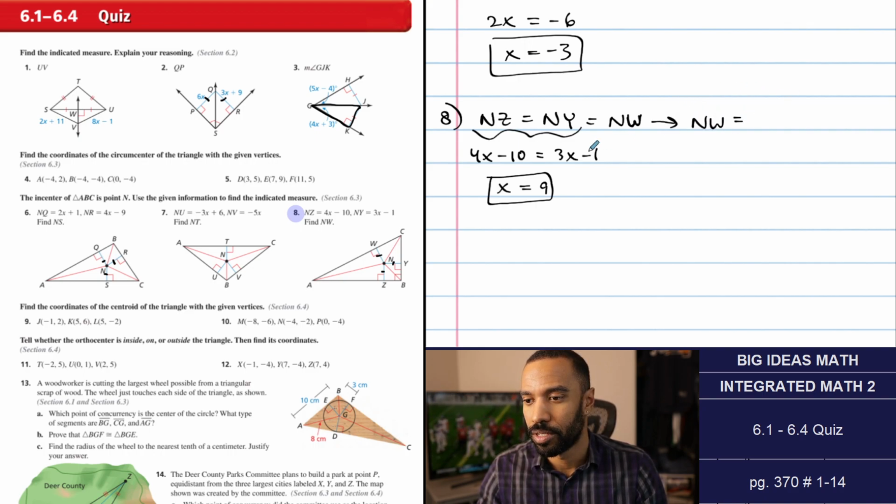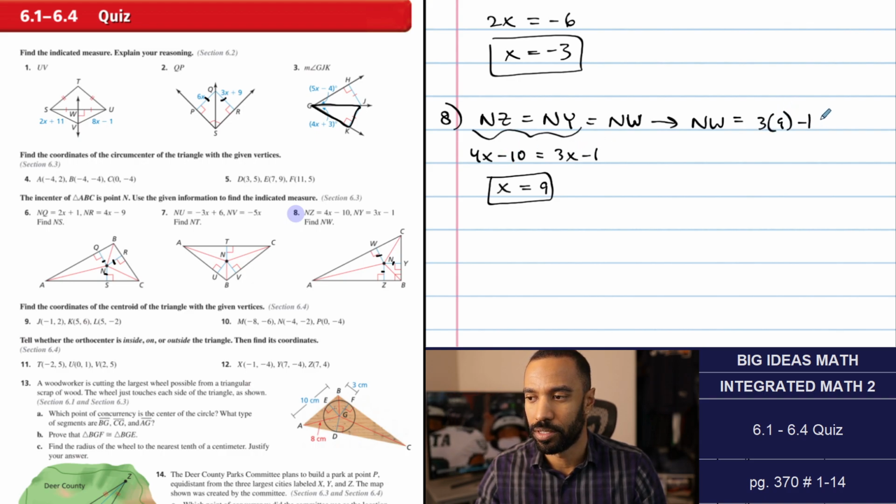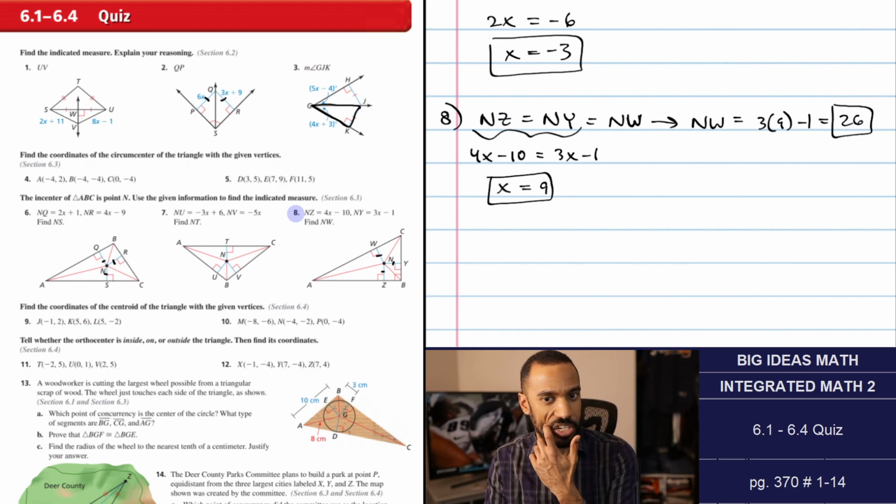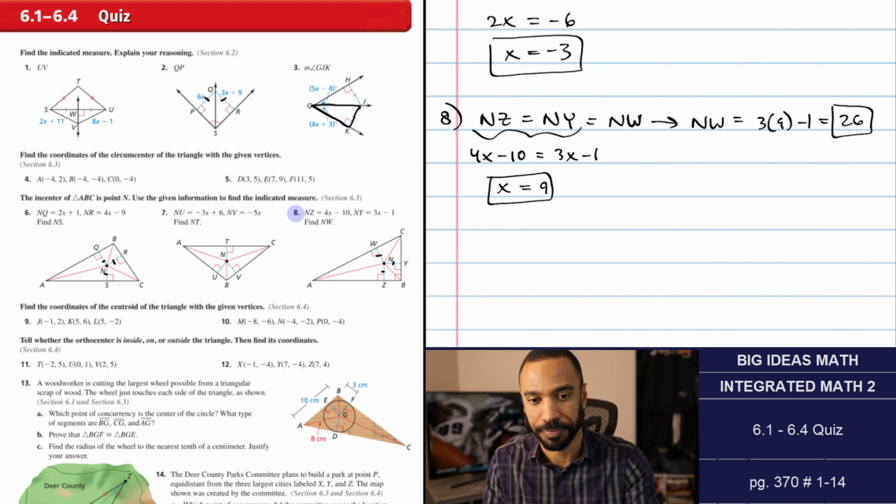And NW, let's do either or. Let's just do the back one. 3 times 9 minus 1. 27 minus 1 is 26. No units of measure in any of these. We're just going to go ahead and do it there. That's section 6.3 with in-centers.